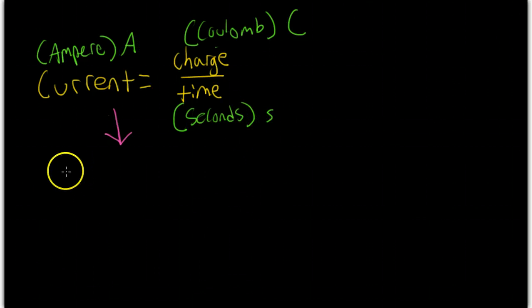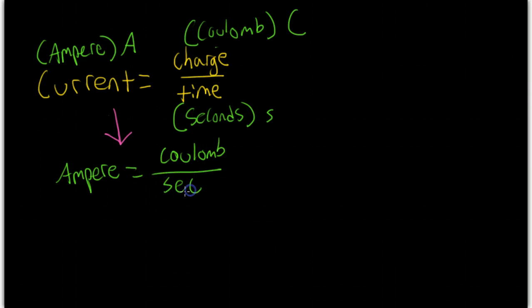So we're going to abbreviate this to ampere. Ampere equals coulomb over seconds, or even more simply, A equals C over s. And I think that's a great equation to know. You should definitely memorize it for your upcoming tests and whatnot.